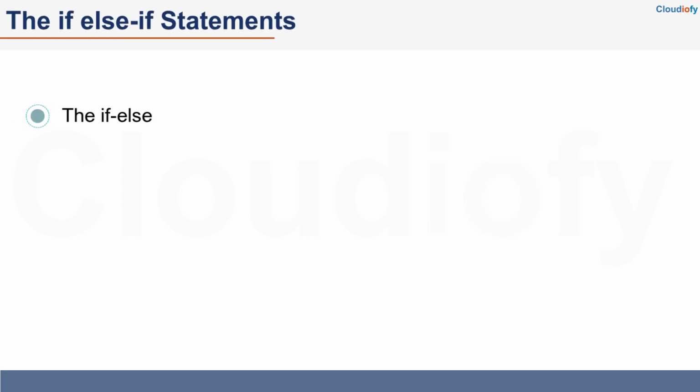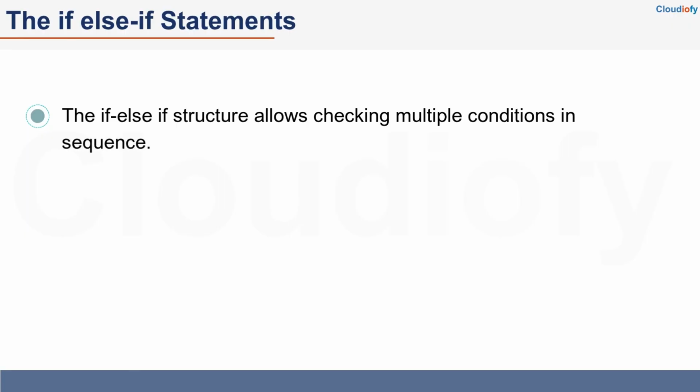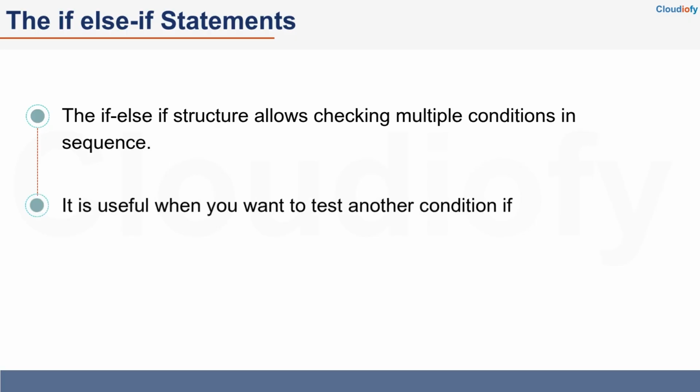Next, if-else-if statements. The if-else-if structure allows checking multiple conditions in sequence. It helps you go through several conditions, one after another. It is useful when you want to test another condition if the initial if condition is false. If the first test fails, you still get a chance to check more options.